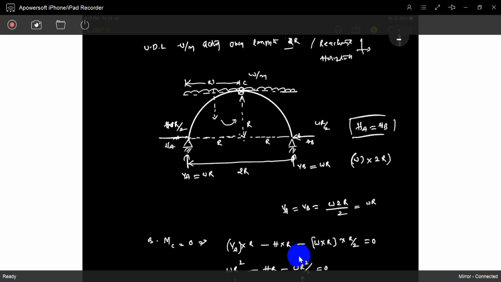Only two horizontal reactions are there, at A and B, so compulsorily they should be equal because no other horizontal loads are there. It's okay. So that's it, you can easily find out.